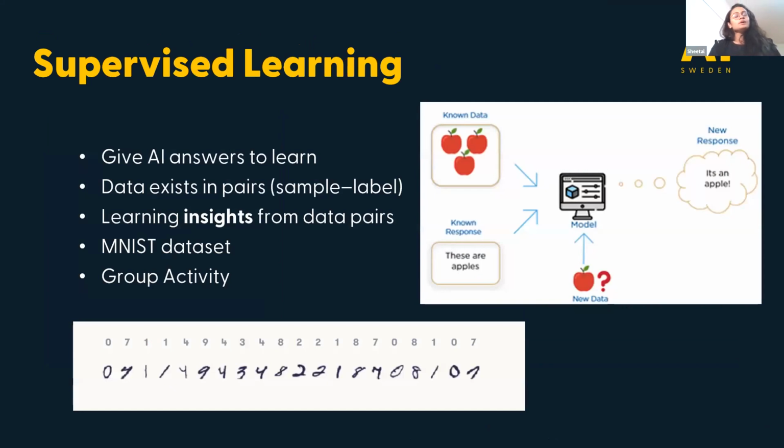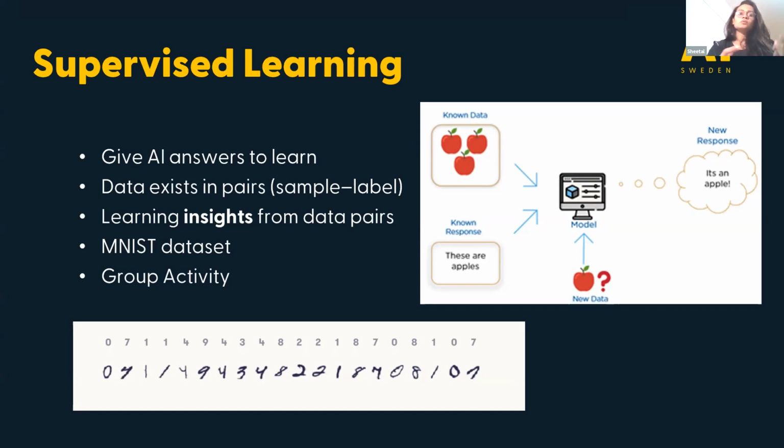So in this session, we'll talk more about supervised learning, which is a very straightforward kind of learning. It is where the teacher, or someone, a human, gives the AI answers to learn first. In supervised learning, the data always exists in pairs, that is a sample and a label. If you have an image of an apple, you have a label that it is an apple, and then you create these pairs, and you let the model learn from these pairs the distinguishable features in the image. And then when a new image of an apple is given, the model will understand that it's an apple because it has learned from its previous knowledge. It has learned the insights, and then it'll give you an output saying that it's an apple. So it's the most straightforward way of learning.